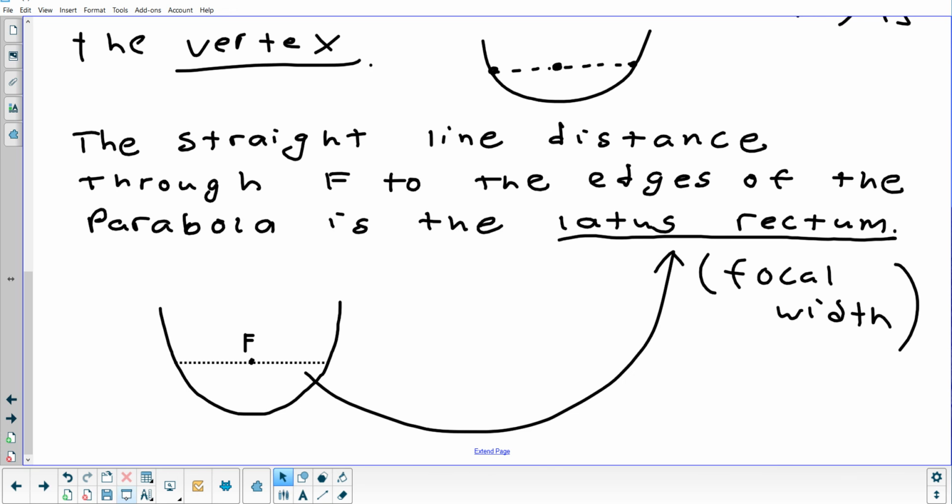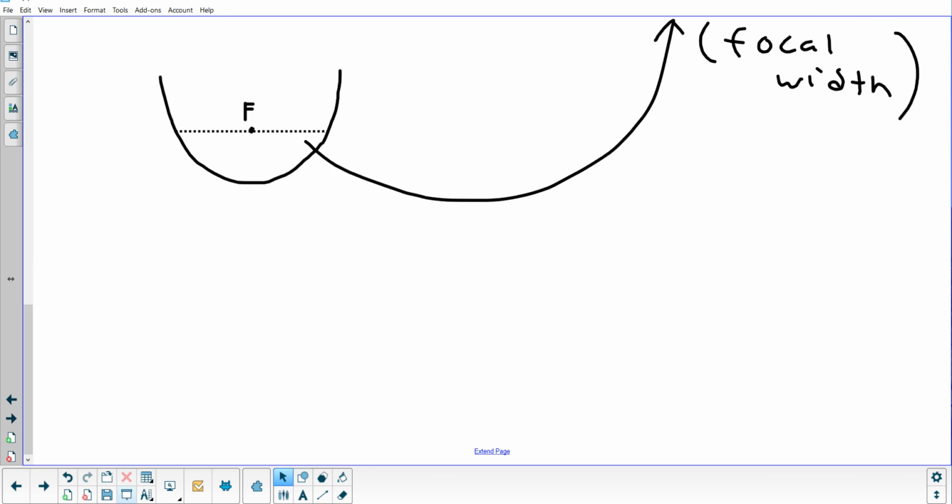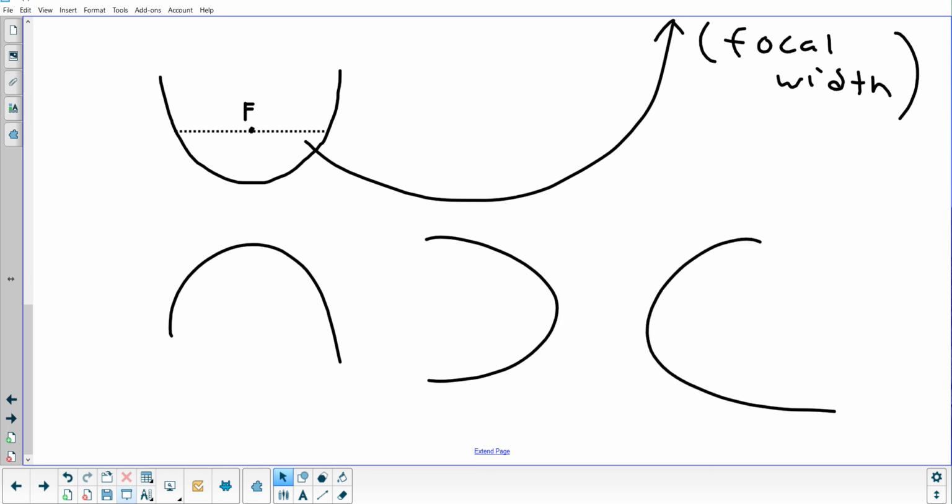And parabolas, basically, there's 4 different cases. They can open up, down, left, or right. We're not going to be looking at like a parabola at an angle or anything like that. But those are the 4 different cases that you can have. Up, down, left, and right. We'll try to look at each one of them.